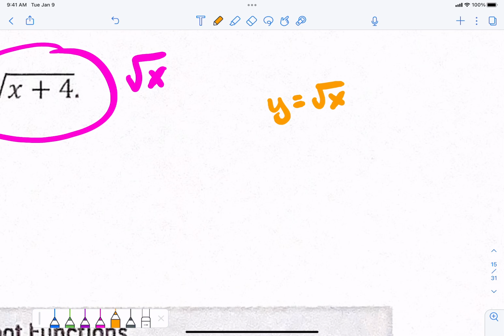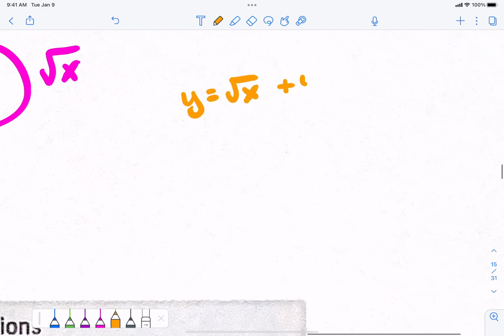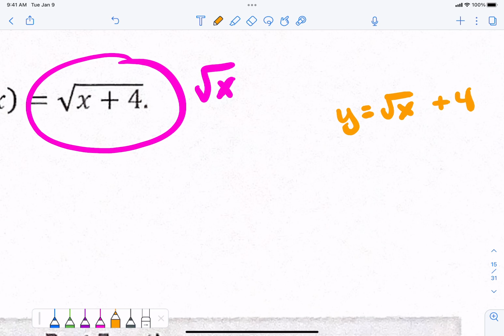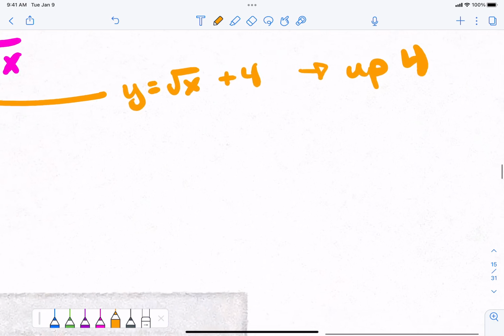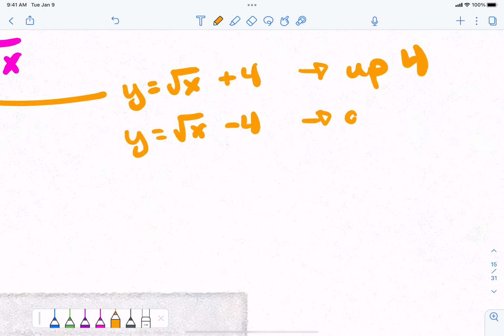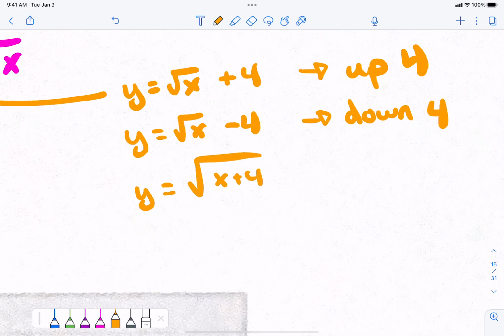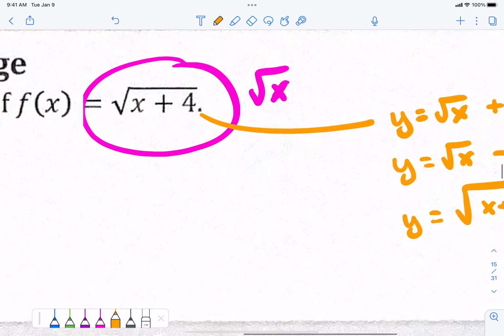So we're going to write the rules off to the side over here. Up 4 is actually going to look like this. Do you see the difference between this one and this one? It's a big difference. The 4 is underneath and the 4 is on the outside. This is going to be up 4, okay? Write that rule down. Down 4, y equals the square root of x minus 4. This is down 4. These are rules so that you are allowed to cheat, so we don't have to plug points in, right? If we have y equals the square root of x plus 4 like this, where the 4 is underneath there, which is what this is, okay?